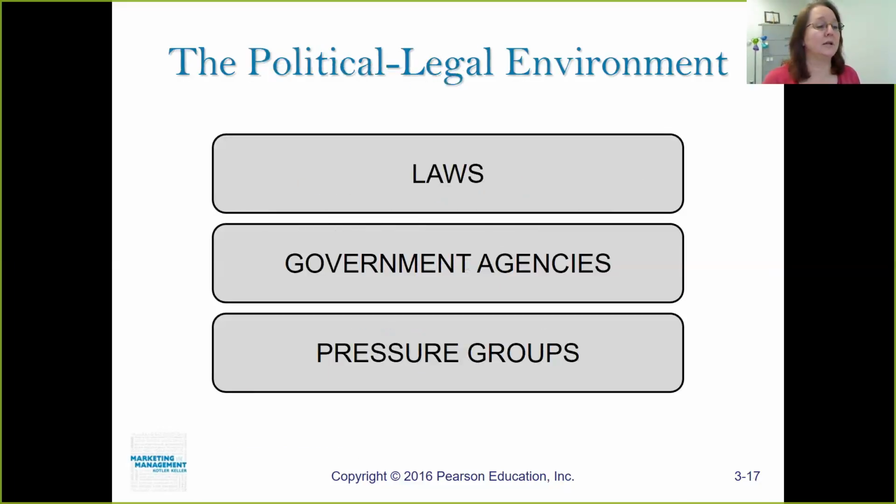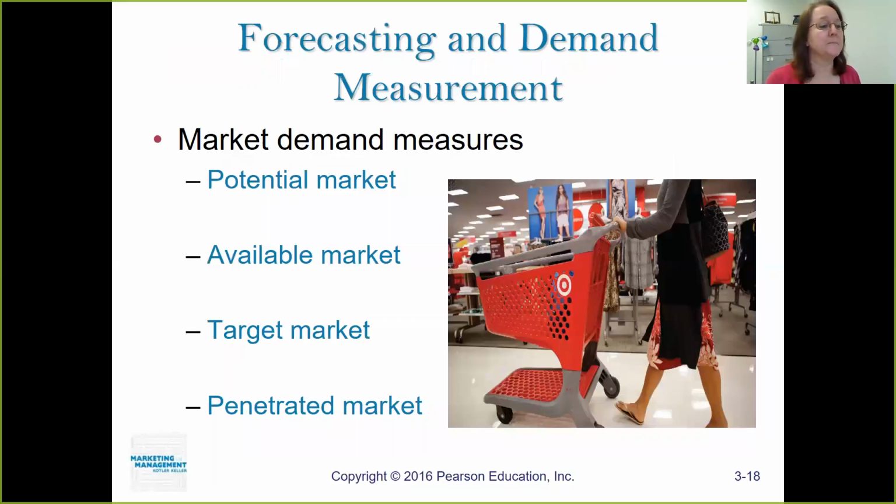of those challenges. On the political legal environment, we are looking at the laws, government agencies, and pressure groups, and how all of those, the legislation reacts to them, and how new legislation affects our businesses. And even if law isn't put in place, but the political interests and the legislative interests of different groups affect how we do business as well.